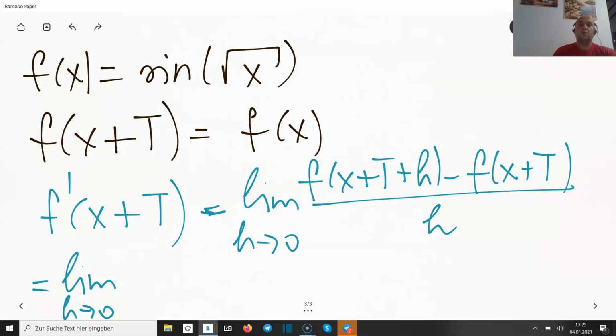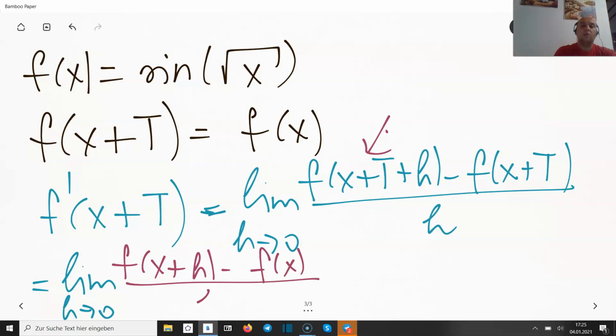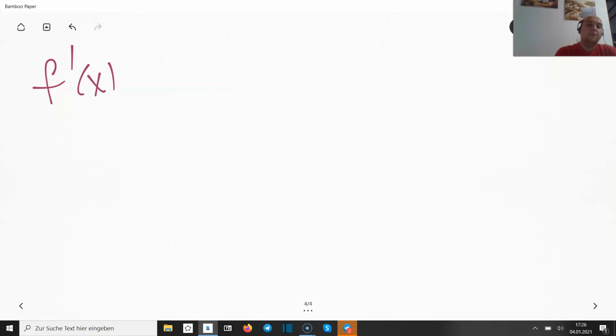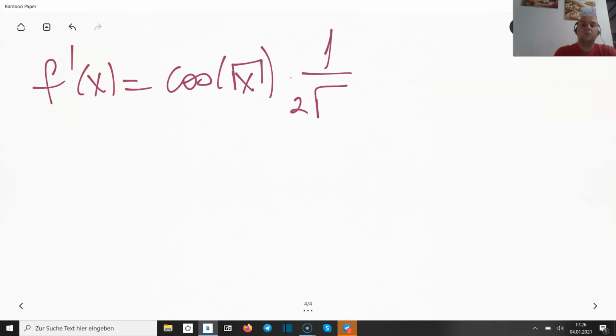but I do know it for the function. That's why I'm kicking it out. So I'm having f of x plus h minus f of x divided over h, and well, that's the derivative at x, which means what we proved is that if the function is periodic, it also has a periodic derivative. That's nice, because if we now compute the derivative of sine of square root of x, well, the derivative of sine is cosine, we know that, cosine of square root of x times 1 divided over 2 square root of x.